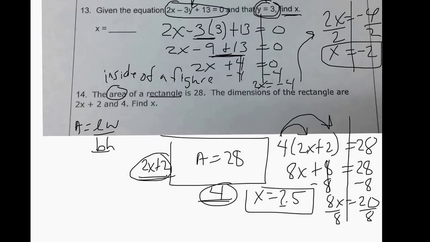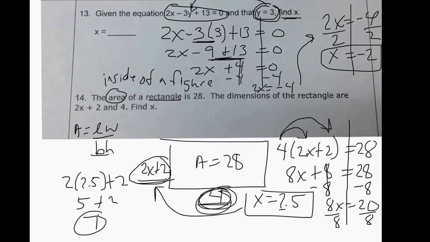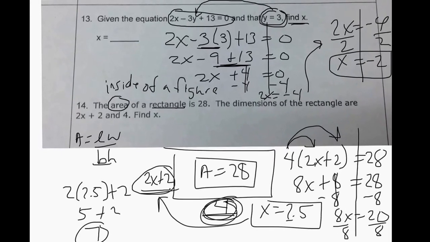So we know this side's 4. We could plug it back in over here to figure out the other side. And this is what you'll have to do when you get into geometry next year. 2 times 2.5 is 5, plus 2 is 7. 7 times 4 equals 28.